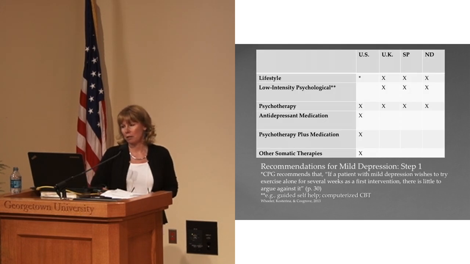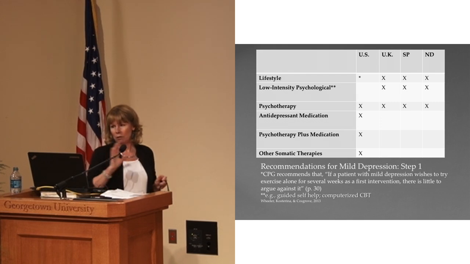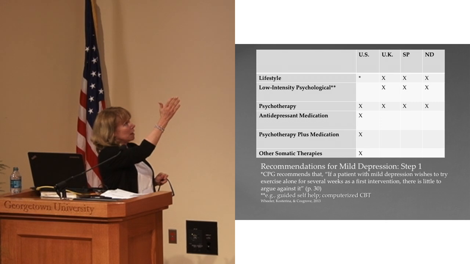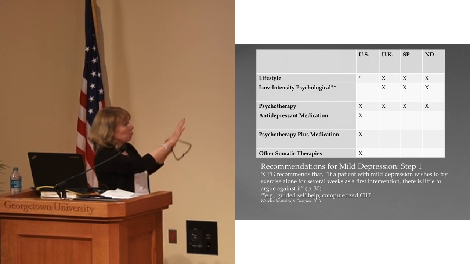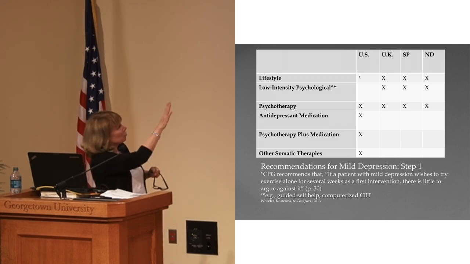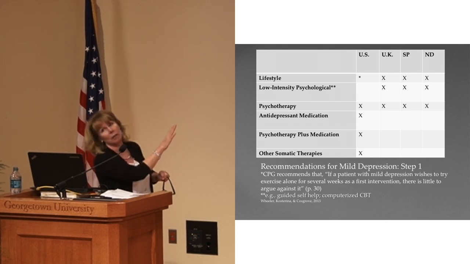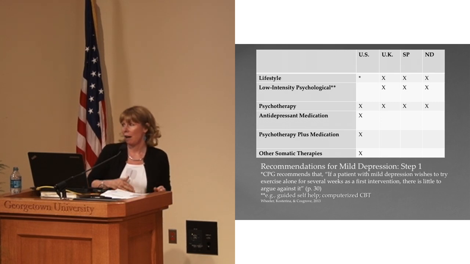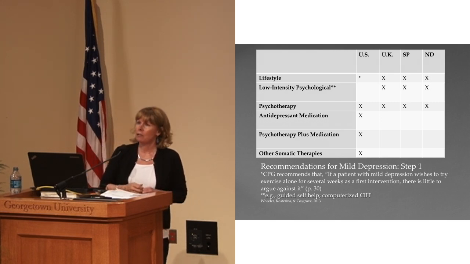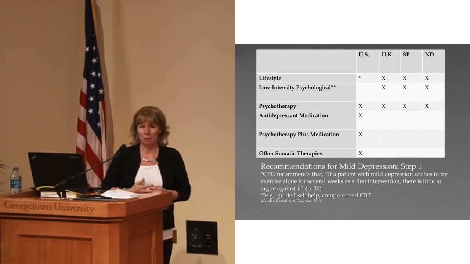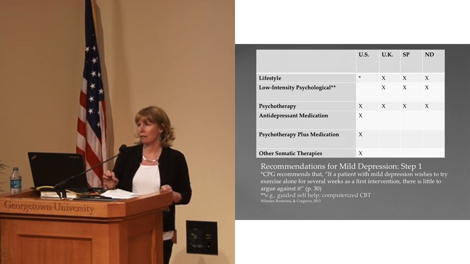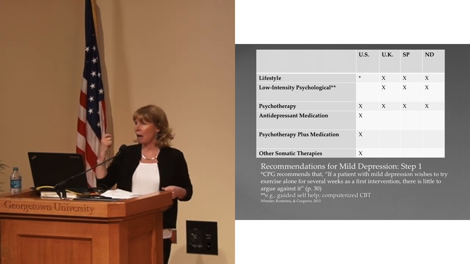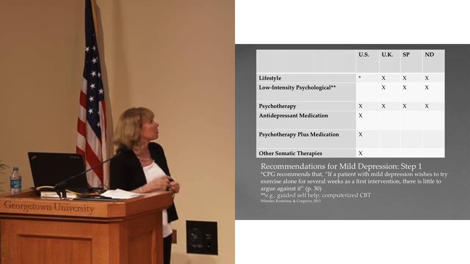This is a chart that my students and I did where we just looked at the US, which is the APA's guideline, NICE's guideline, the guideline out of Spain, and the Dutch guideline, looking at what they say for mild depression. We're the only folks that do not recommend lifestyle interventions such as exercise for mild depression. In fact, what the APA says is, if a patient with depression wishes to exercise, there's little to argue against it. That's their whole statement. Whereas NICE's guideline has pages and pages of evidence showing the benefits of exercise.